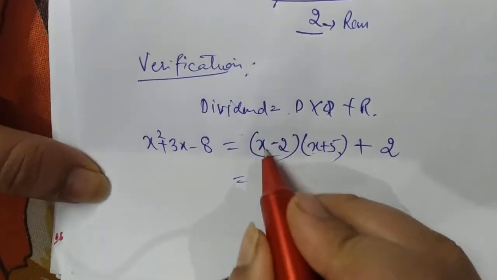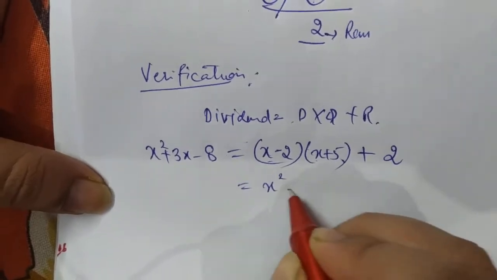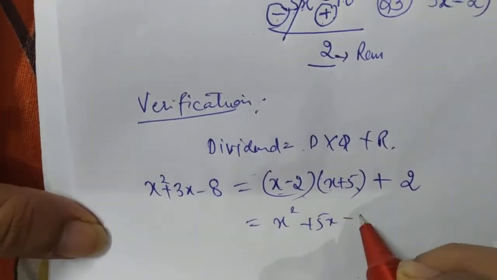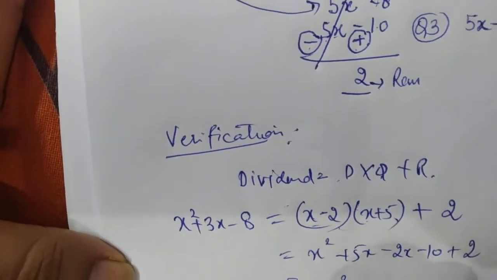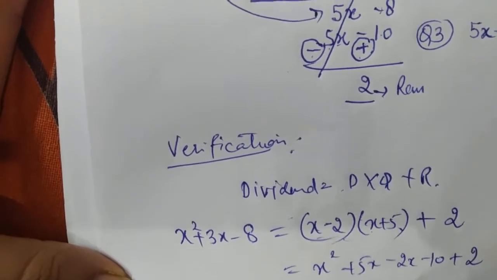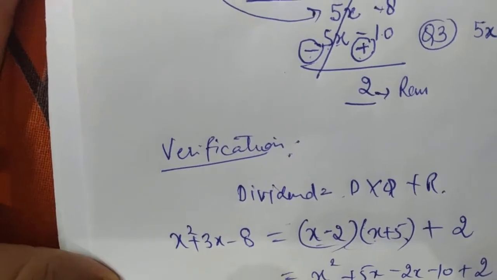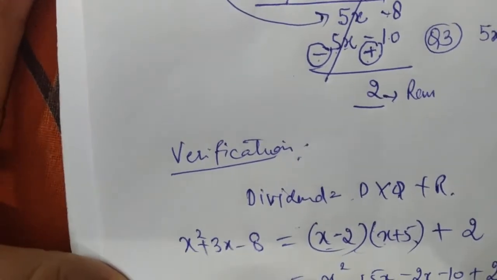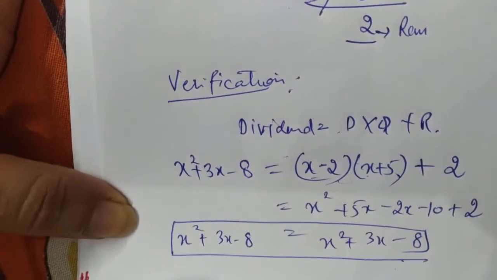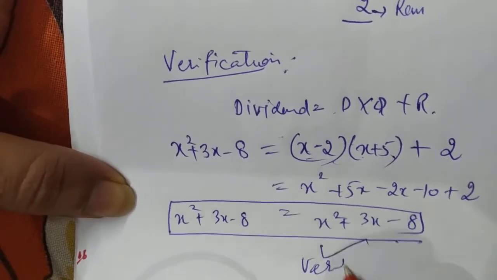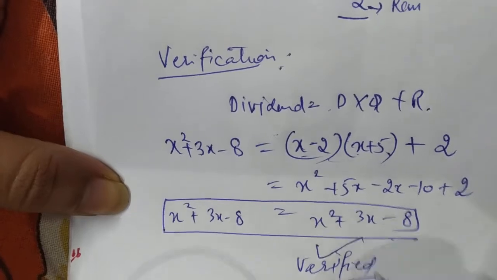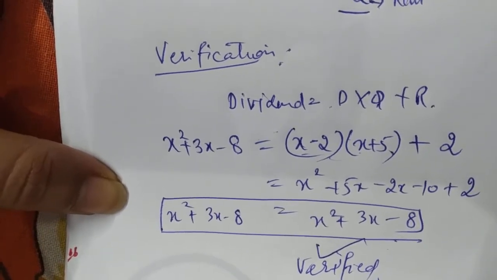Now here you see x into x, x square, x into 5, 5x, minus 2 into x, minus 2x, and this minus 10 and plus 2. Once I simplify, I am getting the term exactly matched with my dividend. That means the division that I performed is absolutely correct and the result is also verified. I hope it's clear to everyone.